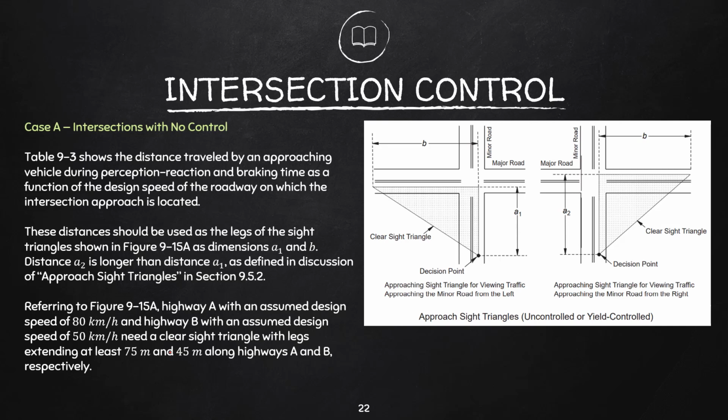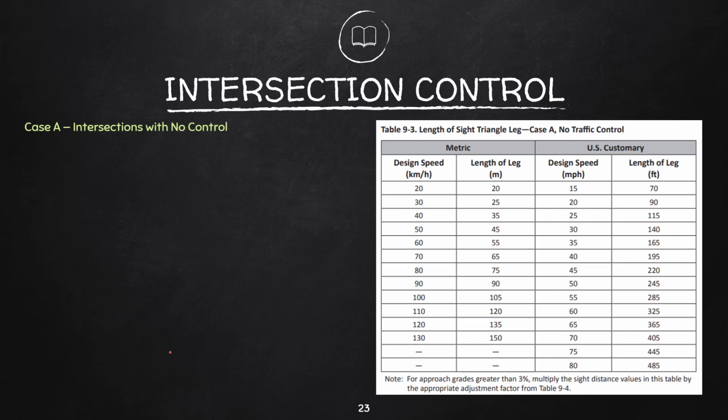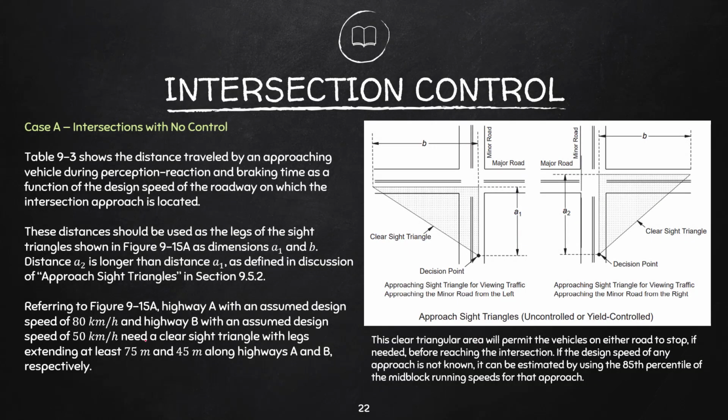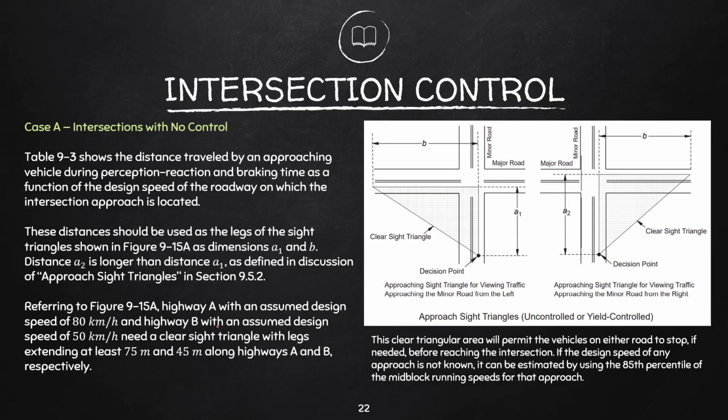So highway A has a design speed of 80 kph and highway B has 50 kph. So let's take a look at the table. Do we have it here? Yes, 75. 80 kph and 50 kph. 80, length of leg is 75. 50, length of leg is 45. Okay? This is the one that we will use for the distances A and B.